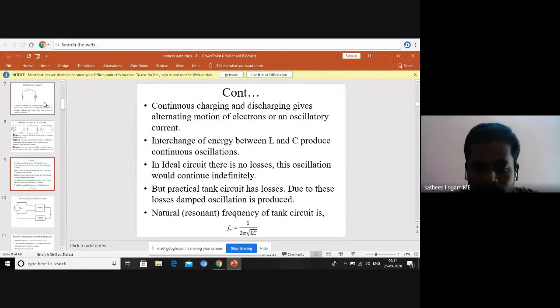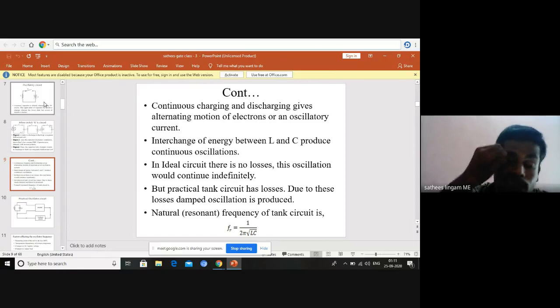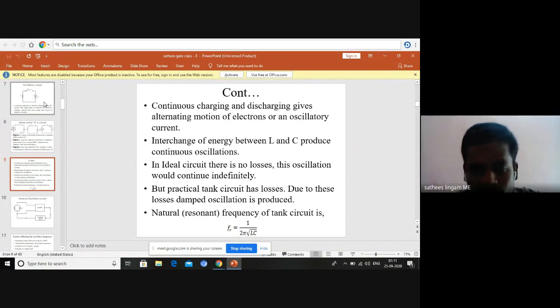But in practical cases, the tank circuit also has some losses, according to the capacitive reactance and inductive reactance, that is, the physical parameters of the capacitor and inductor. In practical cases there are surely some losses. Due to these losses, damped oscillations are produced, which is not suitable or efficient for us.